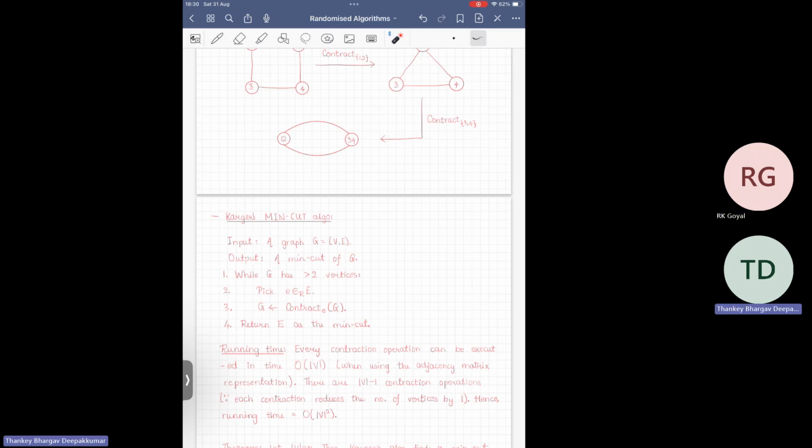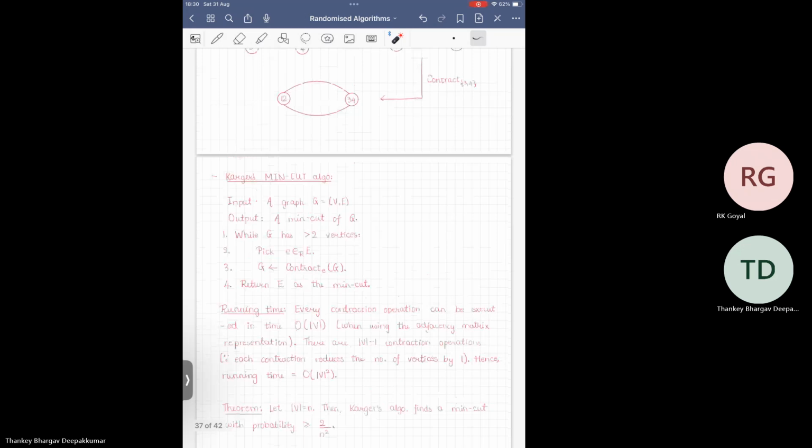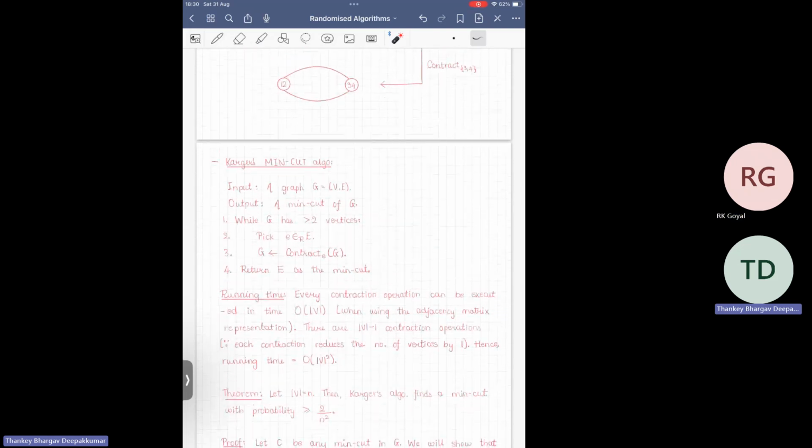So now let's quickly look at the running time. All that we are doing in this algorithm is a contraction operation. My claim is that every contraction operation can be executed in time order size of V if we are using the adjacency matrix representation of the graph. I won't tell you why this is the case. This is one of the questions that we would solve in the problem solving session, but you can try to think about this on your own.